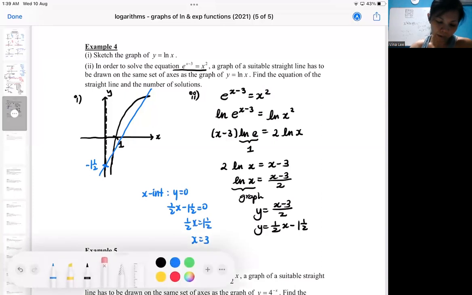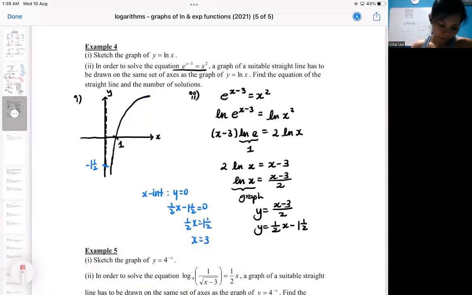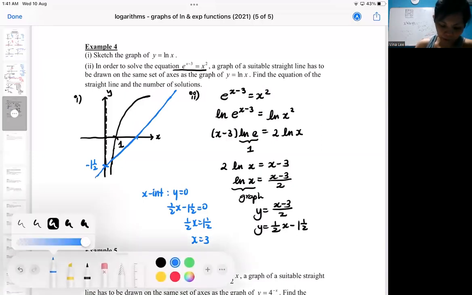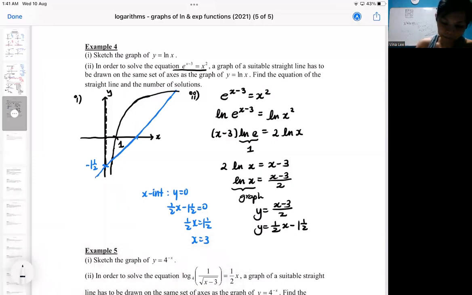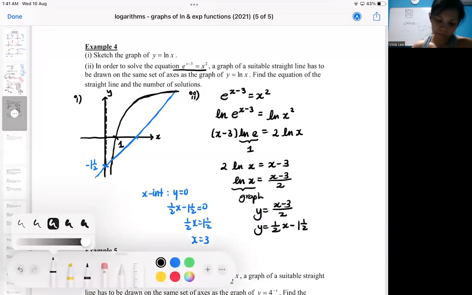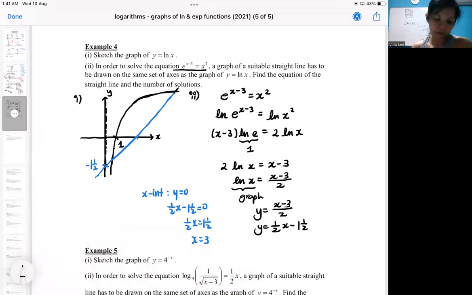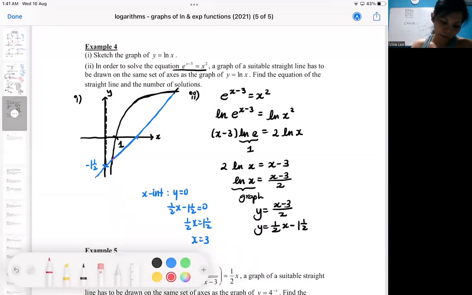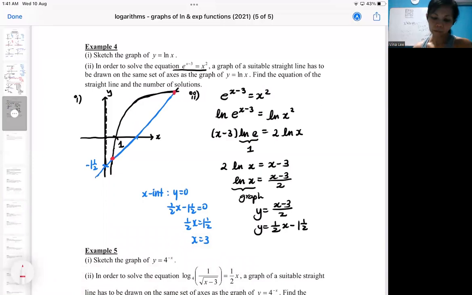Okay, so in that case, I got to draw in a proper manner. So I got to make sure where somewhere 3 is here. So actually, if you look, it seems like it doesn't cut the original graph, but it actually does cut. Because can you imagine if I extend this part? So how many solutions do you get here? You actually get 2 solutions. So there are 2 intersections. So there should be 2 solutions.